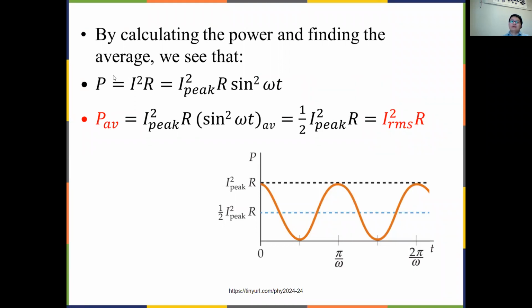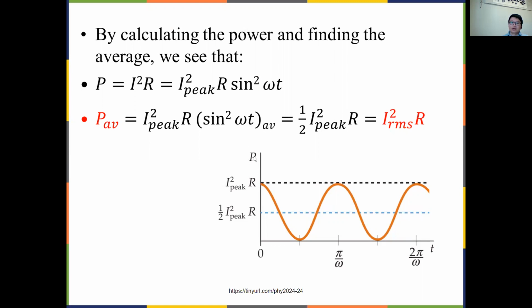Then to calculate the average power, you average this expression. I squared peak and R are constant terms, so their average will still be themselves. Then the sine has a varying value. If you average the sine of omega t, the average will be 0, but if you do sine squared of omega t, then it's not going to be 0.